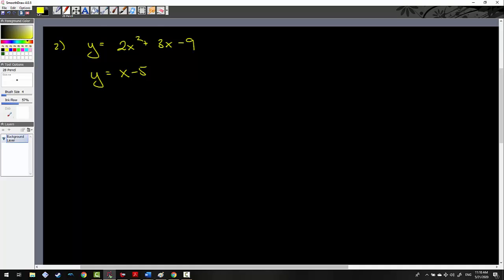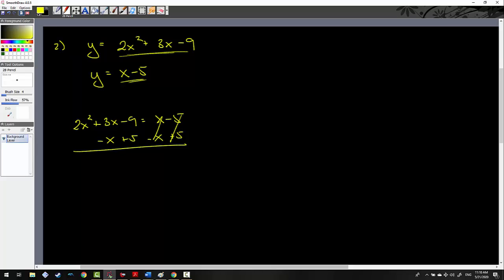We are dealing with another parabola versus a line. So let's see what happens when we set them equal to each other. So 2x squared plus 3x minus 9 equals x minus 5. So again, remember, when it comes to quadratics, we always set them equal to 0. So please don't do anything too fancy. I'm just going to move crud over. I'm getting rid of these guys. I end up with 2x squared plus 2x minus 4 equaling 0.